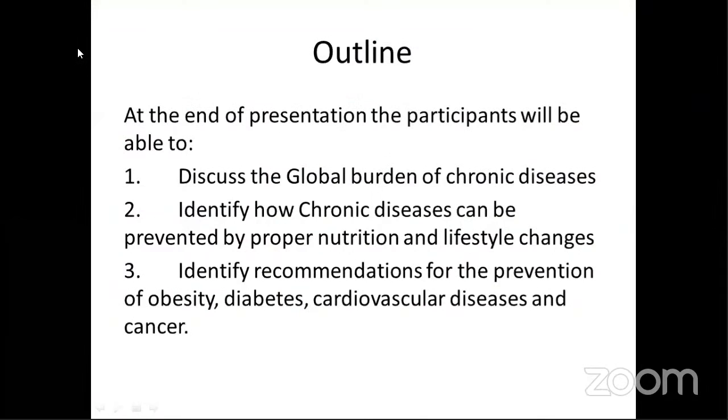The presentation this evening, the outline: at the end of the presentation, you all should be able to discuss the global burden of chronic diseases. You should be able to identify how chronic diseases can be prevented by proper nutrition and lifestyle changes. And you should be able to identify recommendations for the prevention of obesity, diabetes, cardiovascular diseases, and cancer.